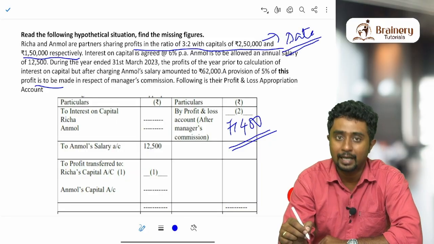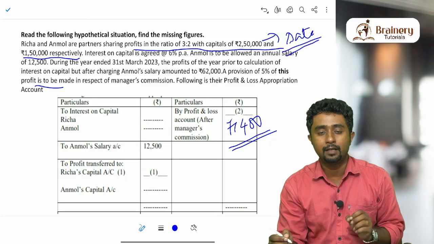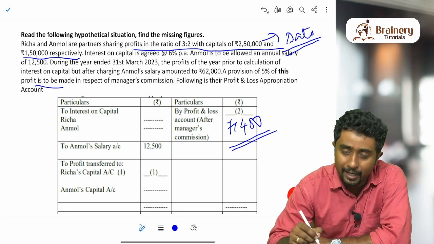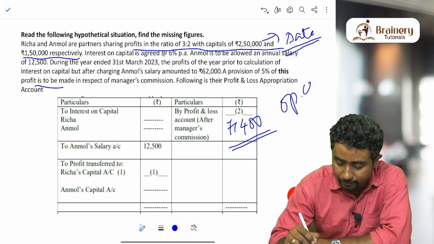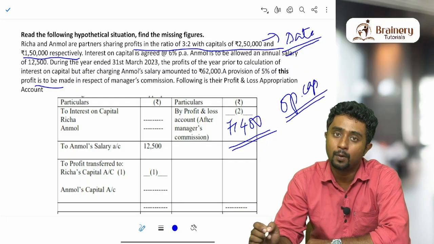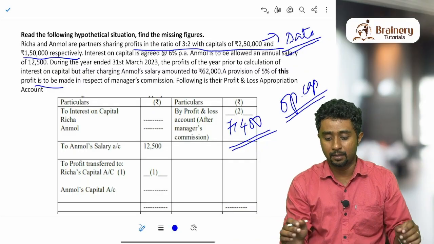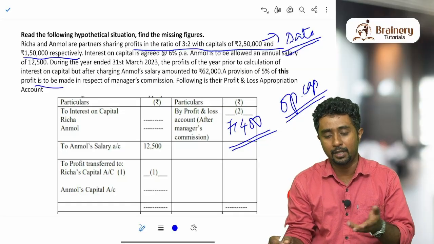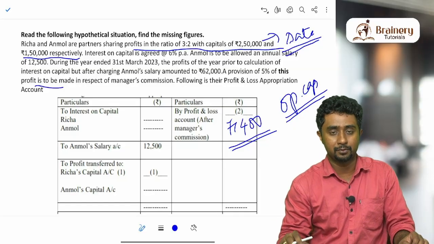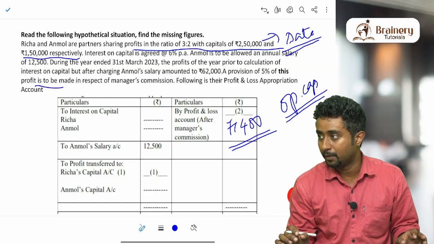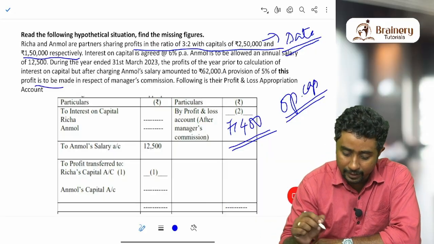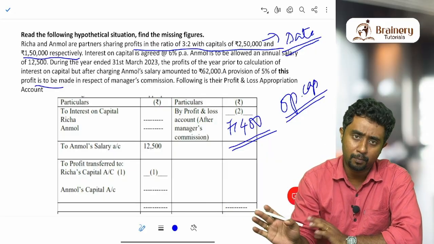So for that I will give you a shortcut. If the date of capital is not mentioned anywhere in the question, then you can take it as the opening capital. This is applicable to all the questions that you are going to face for boards. So no need to worry about that. If the date is not mentioned, it will be opening capital.